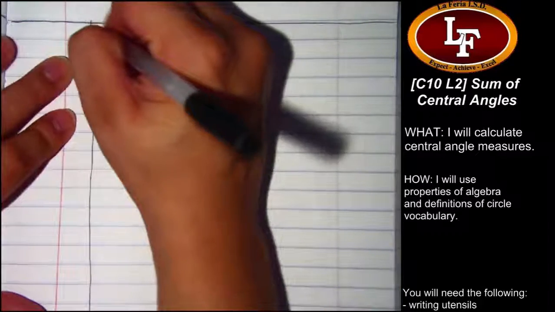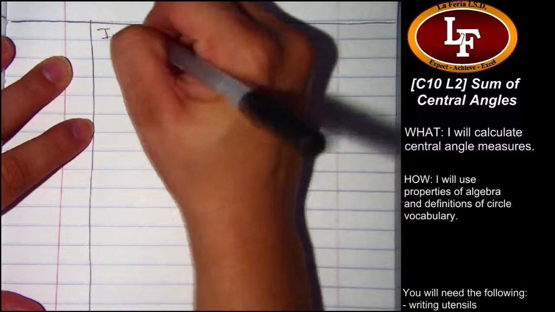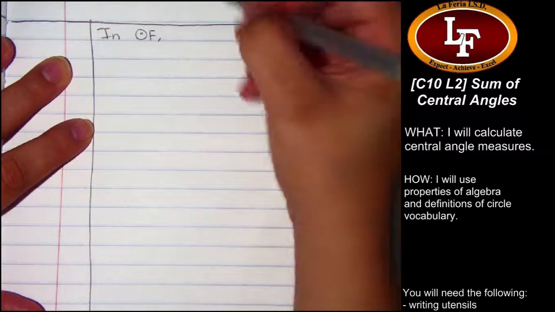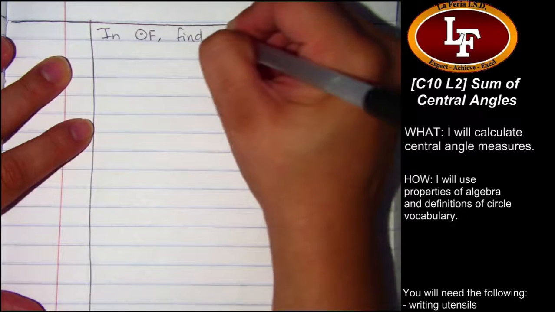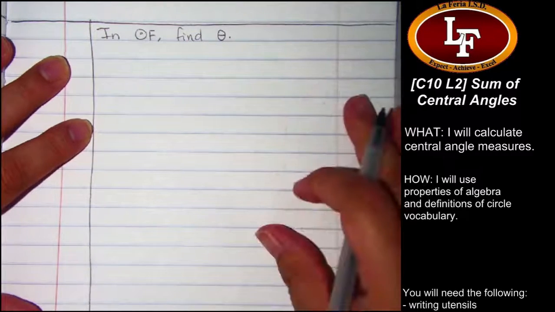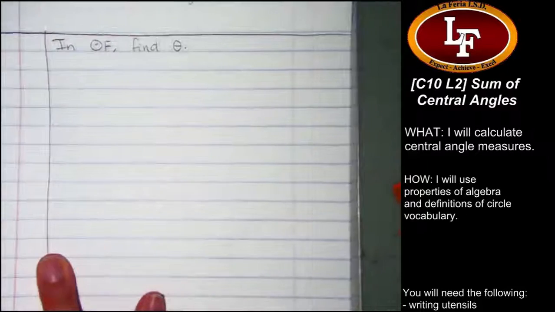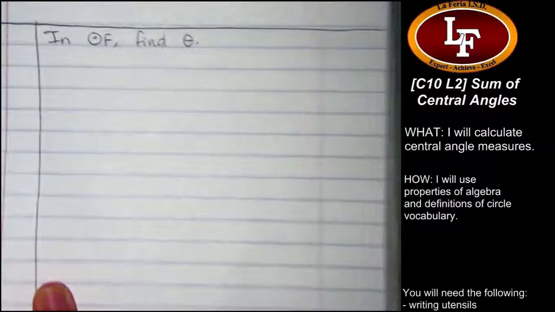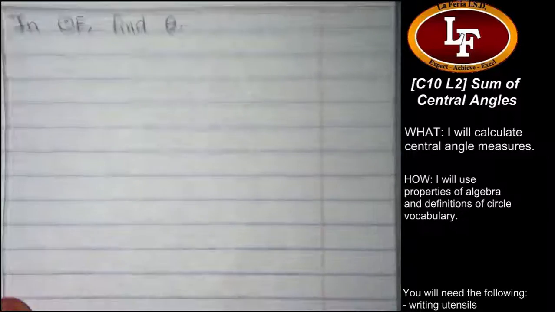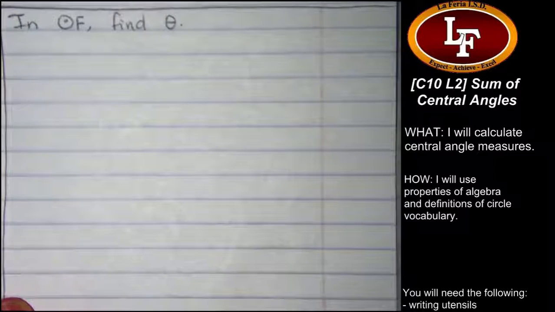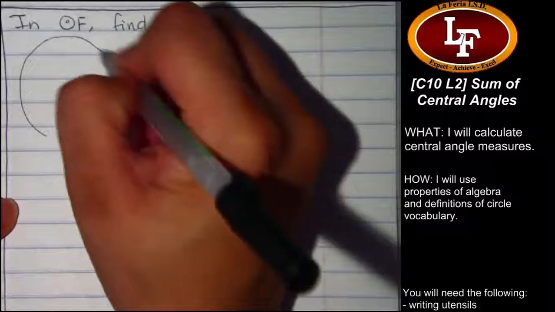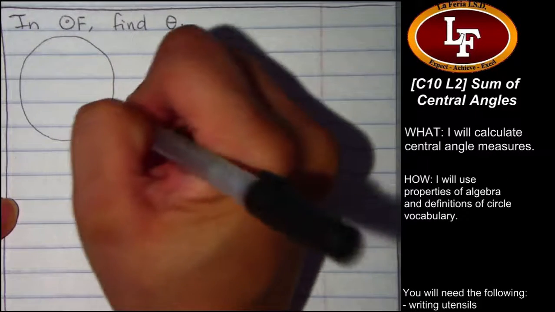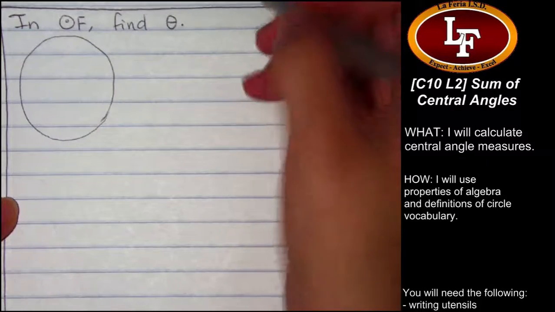So in circle F, they want us to find the value for theta. Remember, theta is our placeholder variable saying, hey, this thing's an angle. Use any variable you want. I like reserving theta. I'm going to hand sketch a circle here. It doesn't have to be absolutely perfect, but there you go.